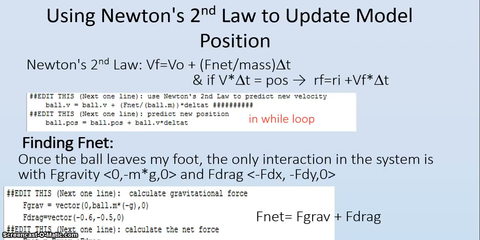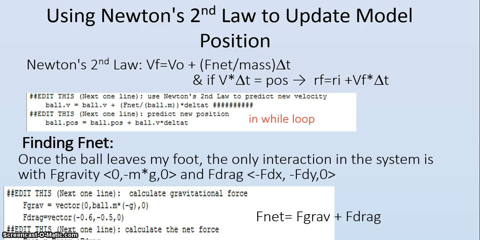Now for finding position at each different delta t, I used Newton's second law, which is Vf equals Vo plus F net divided by mass times change in time, to find my new final velocity at each given delta t. I used that final velocity in the position equation, Rf equals Ri plus Vf times change in time, to give a new position. This is all in a while loop for every change in time up to when I want to stop my loop, so it ends at about 0.9 seconds and gives me position for every time.